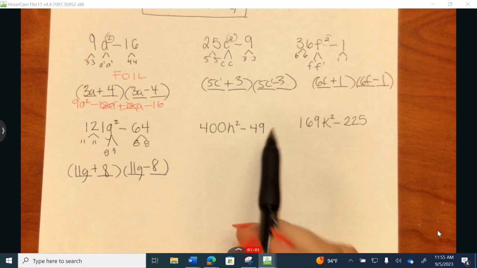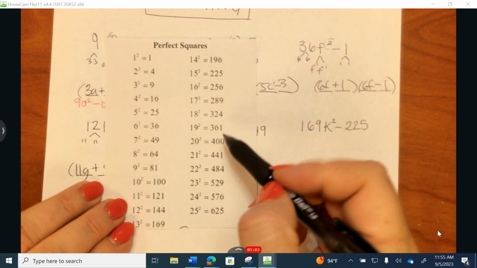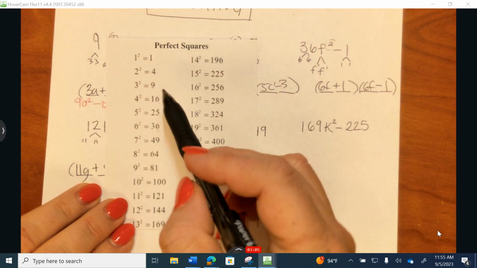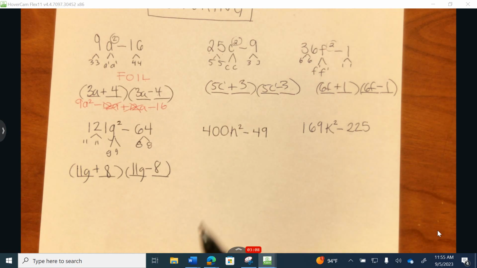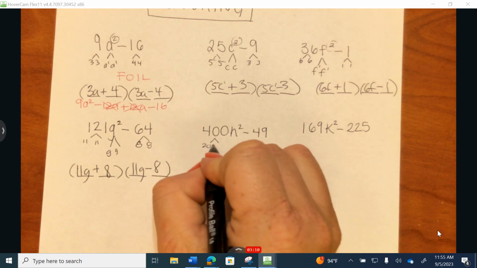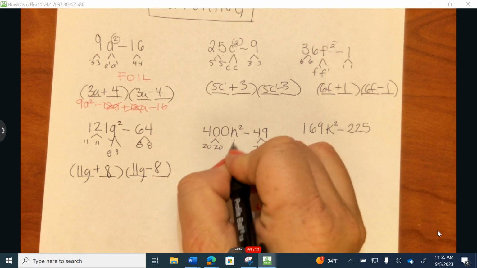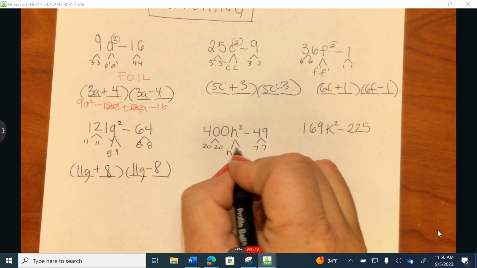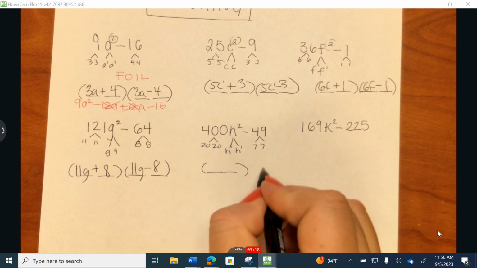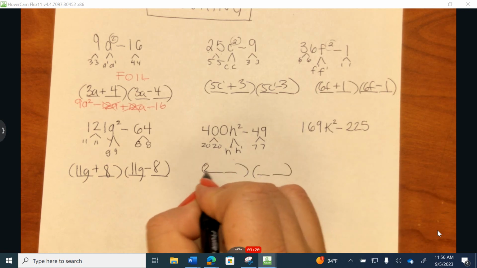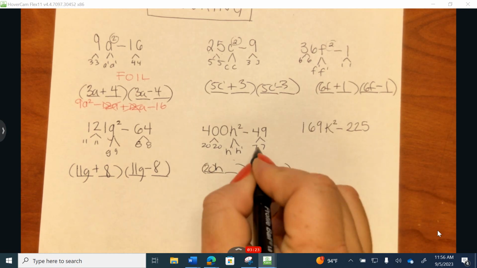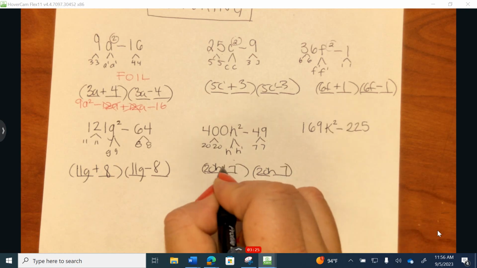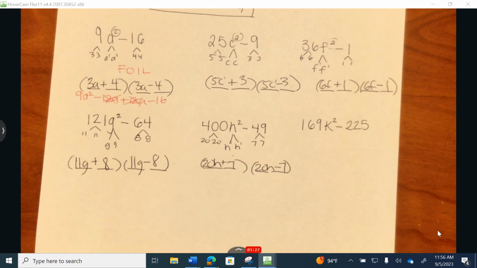Let's find 400 and 49. 400 is 20 times 20. 49 is 7 times 7. Splitting G squared in half, so 2 divided by 2 is 1. 20H comes from the front. 7 comes from the back. One is adding, the other is subtracting.